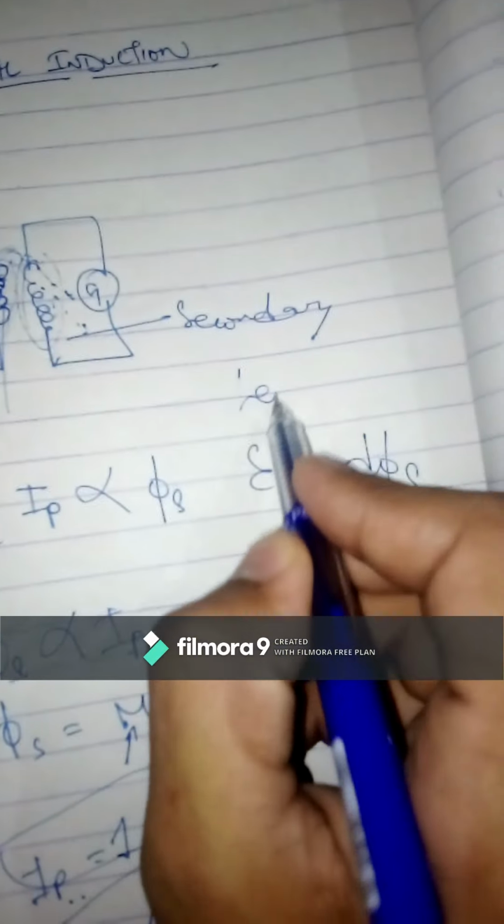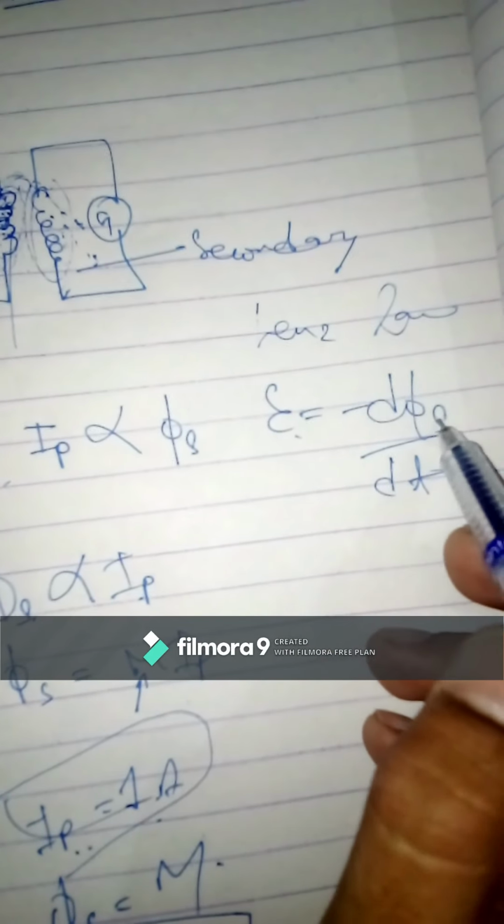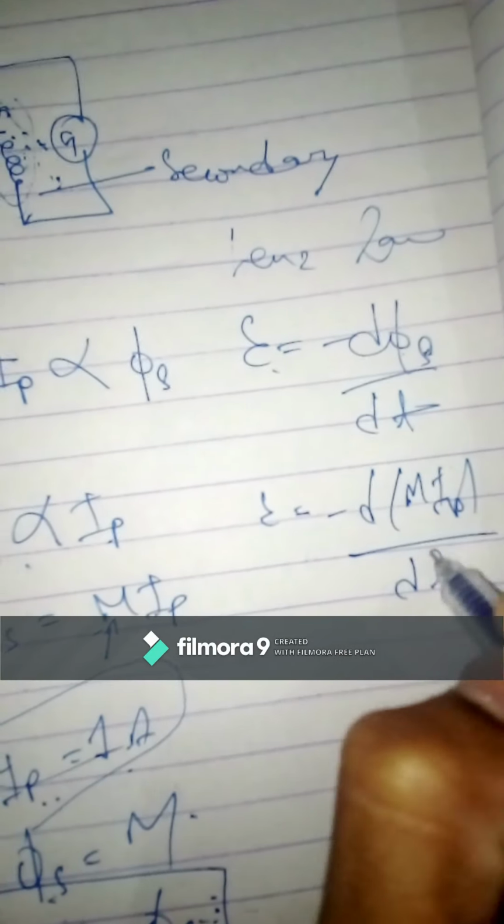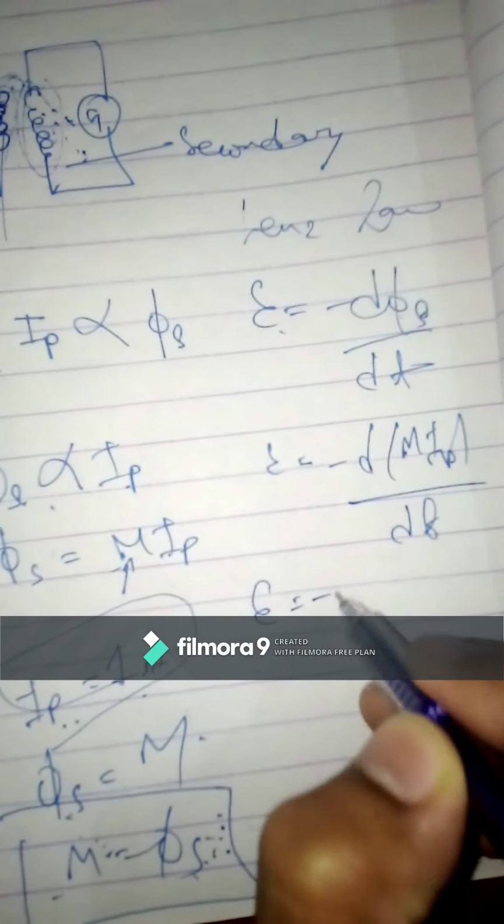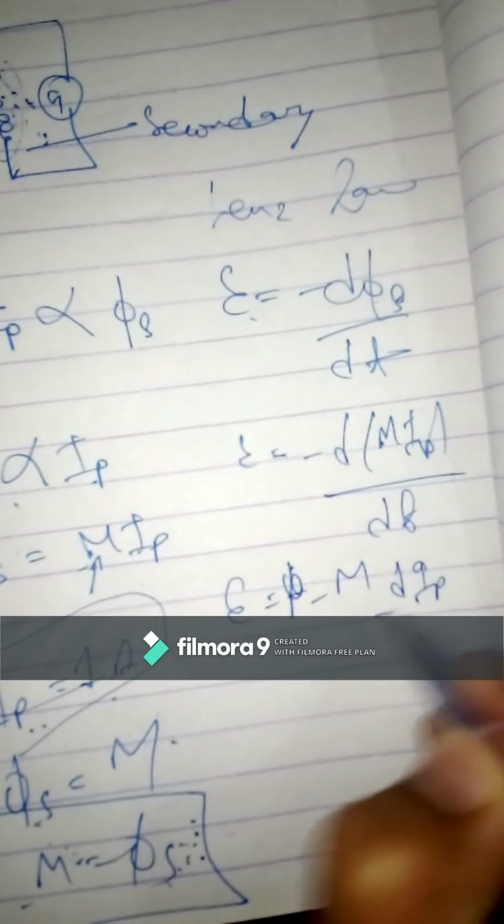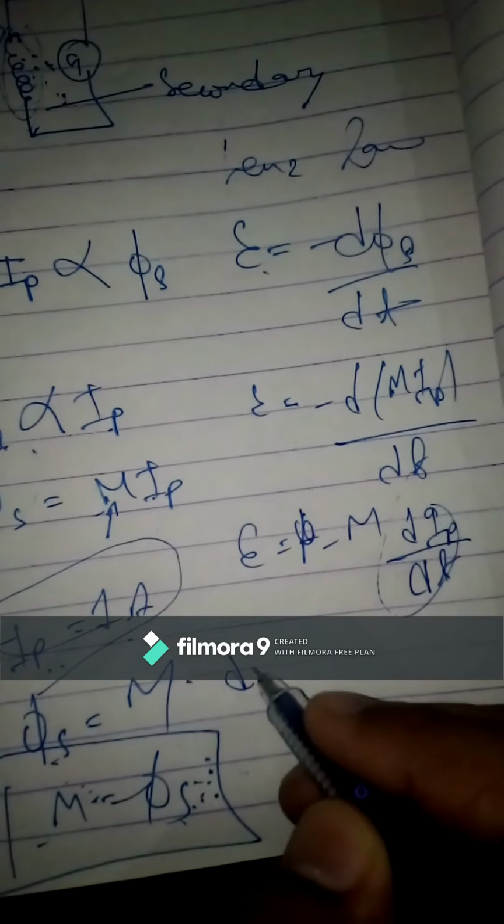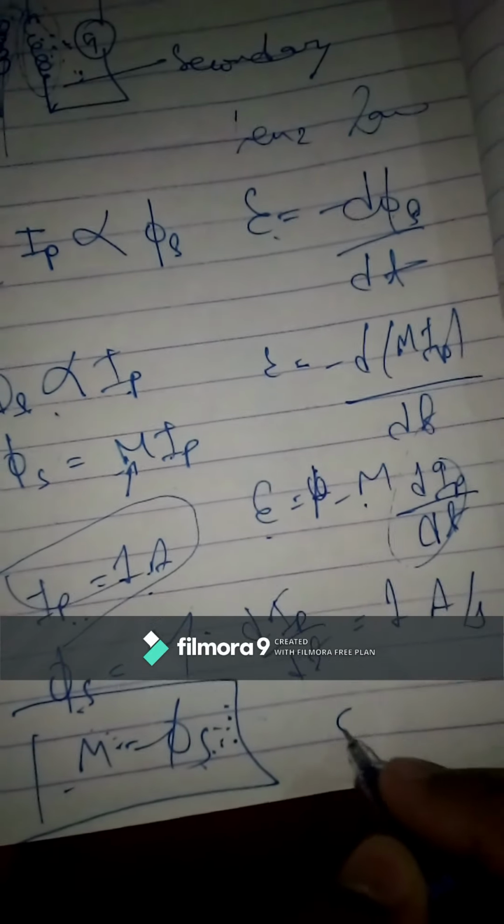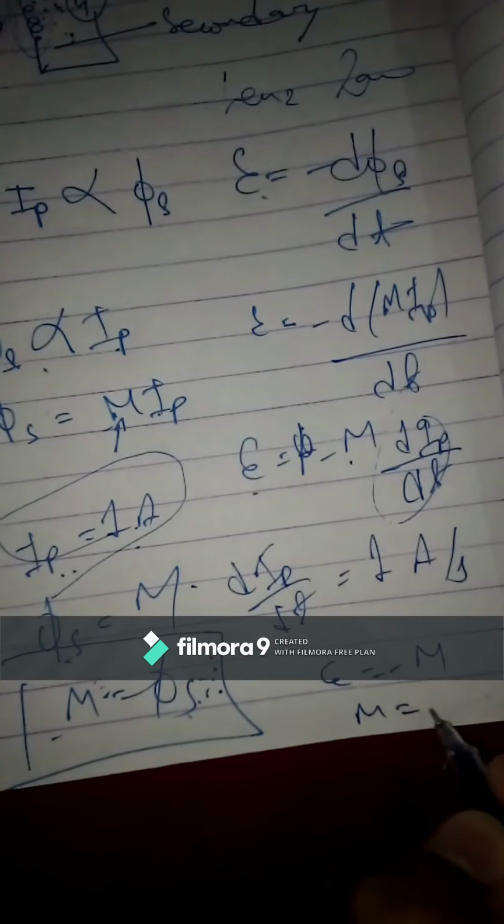Lenz's law. So here also we'll use Lenz's law. So E equal to minus d phi s, we are using s for the secondary coil. So we know phi s equal to M I_P, so E equal to minus d(M I_P) by dt. M will come outside. E equal to minus M dI_P by dt. When dI_P by dt is 1 ampere per second, then E will be equal to minus M, so M will be equal to minus E.